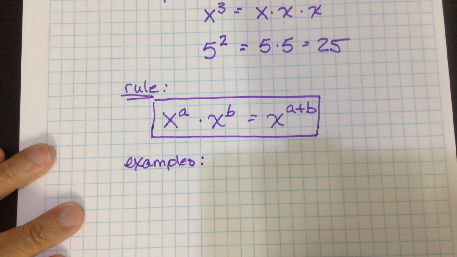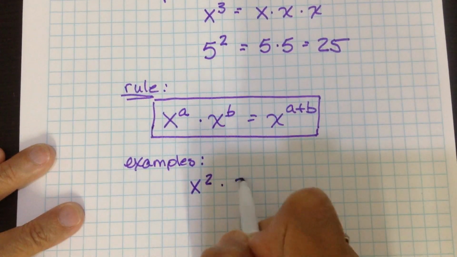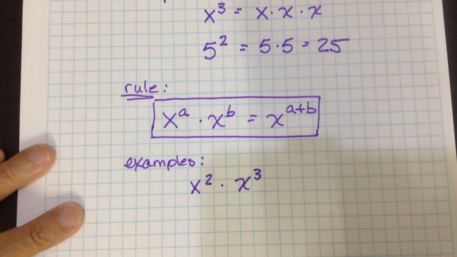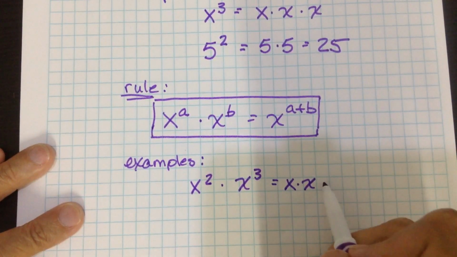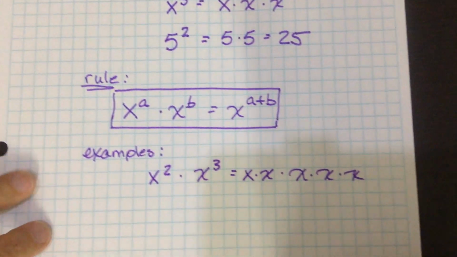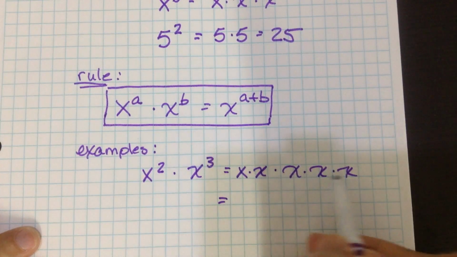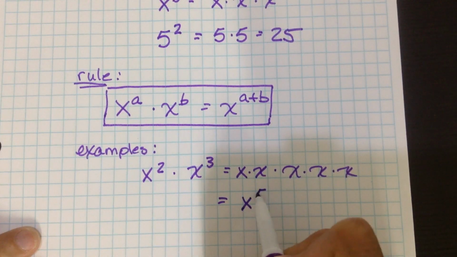Let's say we had x squared times x cubed. Well, that would mean x times x times x times x times x. How many x's are we multiplying together here? 1, 2, 3, 4, 5. That would give us x to the 5th.